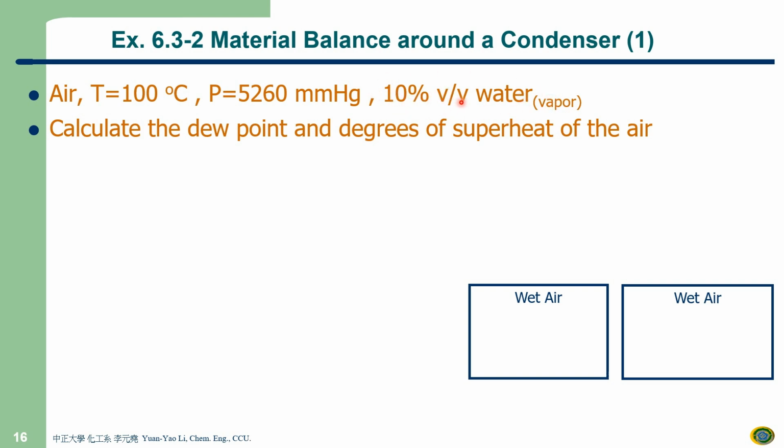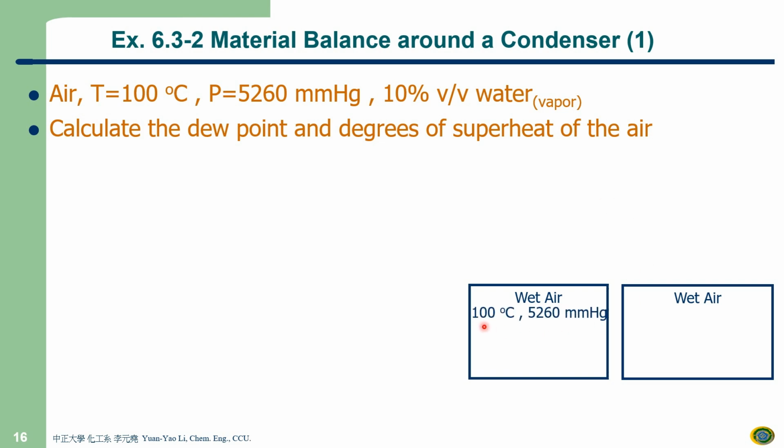And water vapor in the gas phase is 10%. This is VV. VV is what? Is a volume fraction, right? Volume fraction. Remember, volume fraction equals molar fraction because of what? Because PV equals nRT. PV is proportional to moles. So molar fraction is equal to what? Volume fraction. So if I say VV 10%, that means molar fraction is 10%. Okay, so YI will be what? 0.1. So calculate the dew point and the degree of superheating of the vapor in the air.